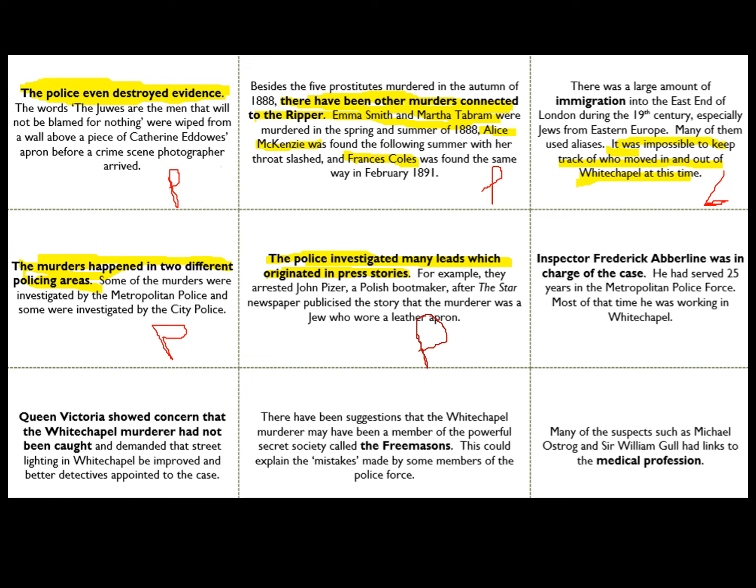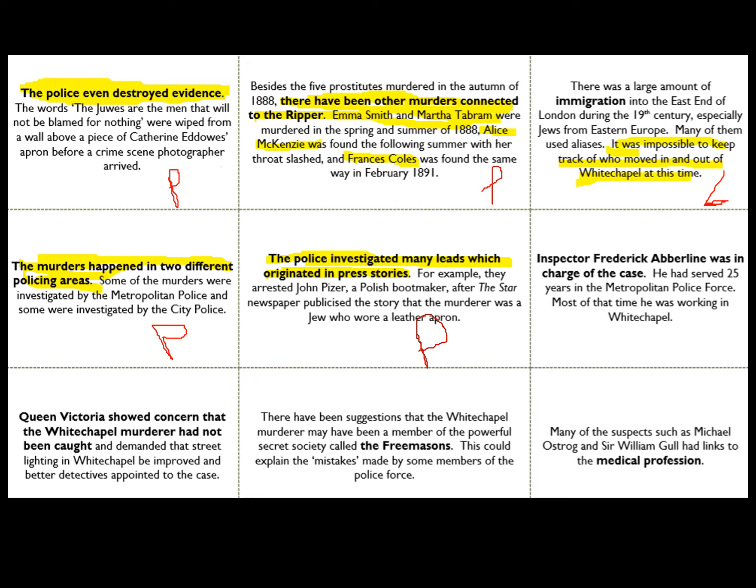The next one we have, Inspector Frederick Abberline was in charge of the case. He had served 25 years in the Metropolitan Police Force and most of the time was working in Whitechapel. So that's actually not a mistake or anything to do with Whitechapel, so we would just leave that card out, we don't need it. The next one we've got, Queen Victoria showed concern that the Whitechapel murderer had not been caught and demanded that the street lighting in Whitechapel be improved and better detectives appointed to the case. Again, it's a good point to know, but it doesn't actually help us work out anything about why he wasn't caught, and therefore we can ignore that card too.